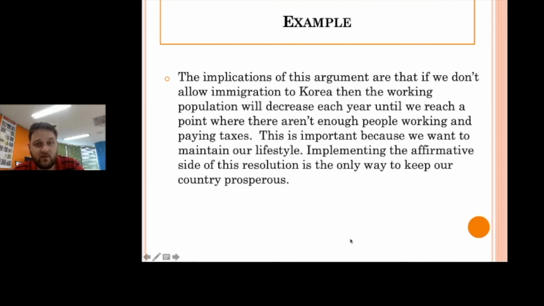So yeah, focusing on implications, and this is for the resolution we just covered before the end of the semester: immigration is beneficial for Korea. That is the implications, and I started it off by using a pessimistic outlook, but I turned the pessimistic one into a positive one. So if we want to keep our country prosperous, this is what we must do.